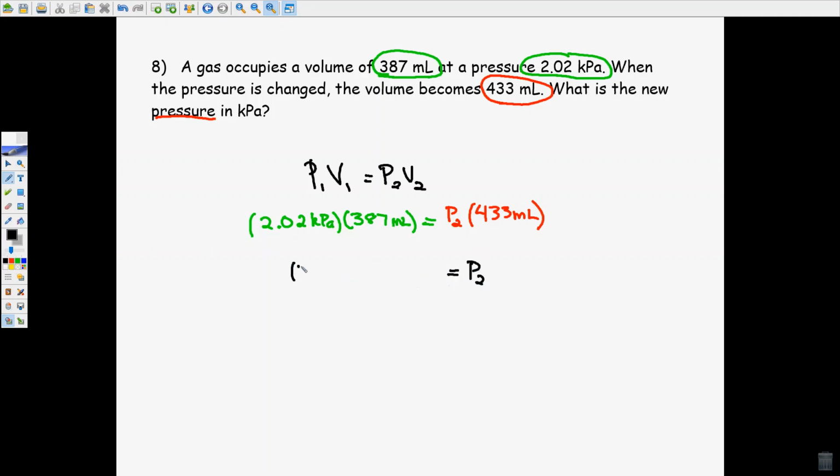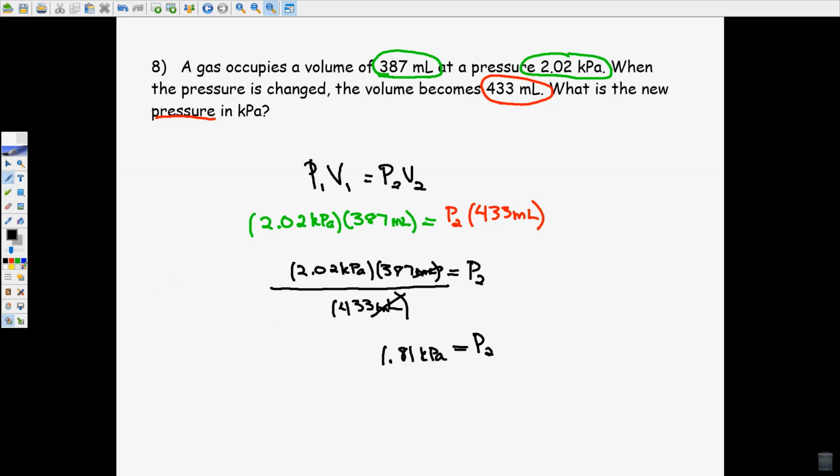Let's take the 2.02 kilopascals, the 387 milliliters, and let's divide it by the 433 milliliters. So that's getting P2 by itself when I divide by what P2 is being multiplied by. Notice that milliliters is going to cancel out, and I'll be left with kilopascals as my unit of pressure. So P2 for this problem should be 1.81 kilopascals.